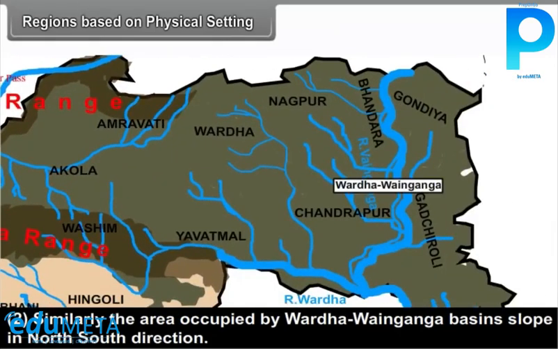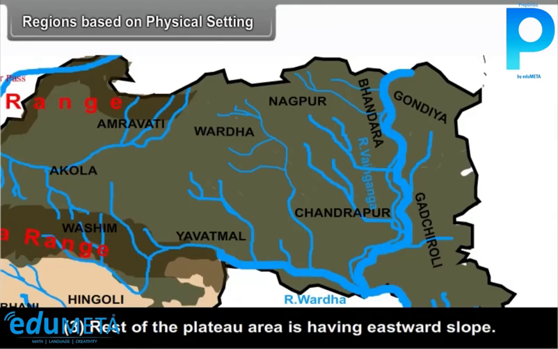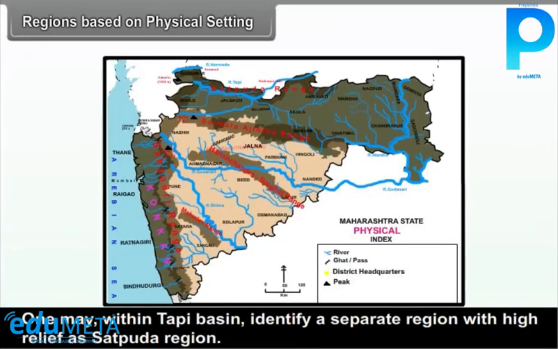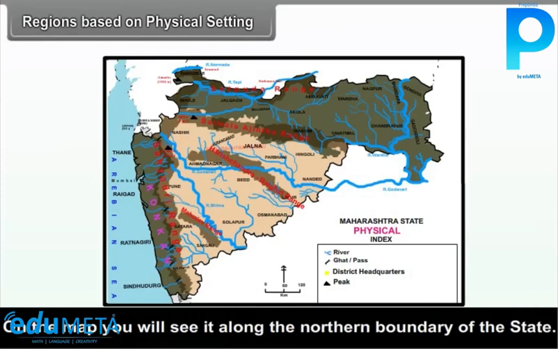Similarly, the area occupied by the Wardha-Wainganga basins slopes in a north-south direction. Number 3. The rest of the plateau area has an eastward slope. Within the Tapi Basin, identify a separate region with high relief at the Satpura region. On the map, you will see it along the northern boundary of the state.